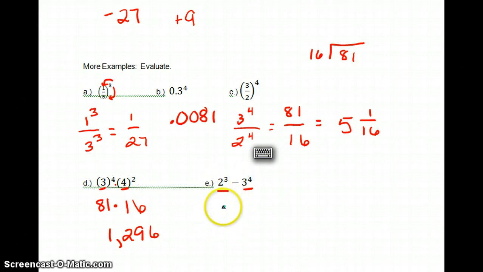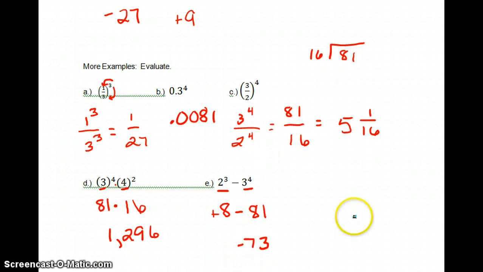We should have evaluated 2 cubed, which is 8, minus 3 to the 4th power, which is 81. When we subtract 8 minus 81, that falls back on those rules I taught you guys. Whenever your signs are different, we are supposed to subtract. So 81 minus 8 gets us to 73. Which number had the bigger absolute value? It was 81, so we're going to keep its sign. Our answer is negative 73.